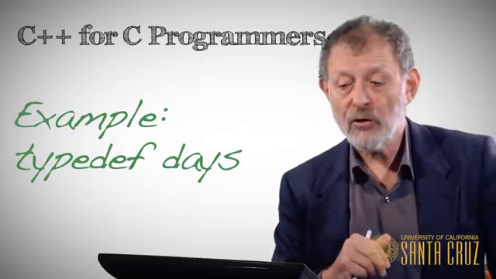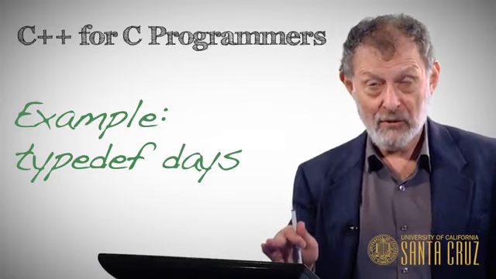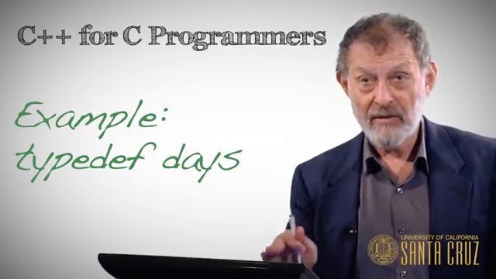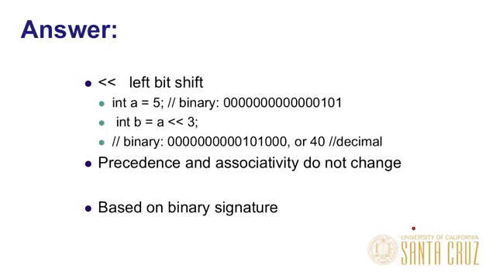Well, as we mentioned earlier, this is left bit shift. It remains left bit shift. We cannot change meanings in the C++ language. Where things are defined for the native type, they remain defined that way. So that can't be changed. It can't be overridden.